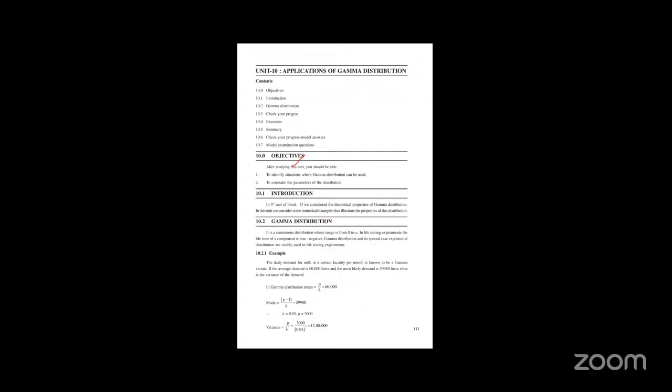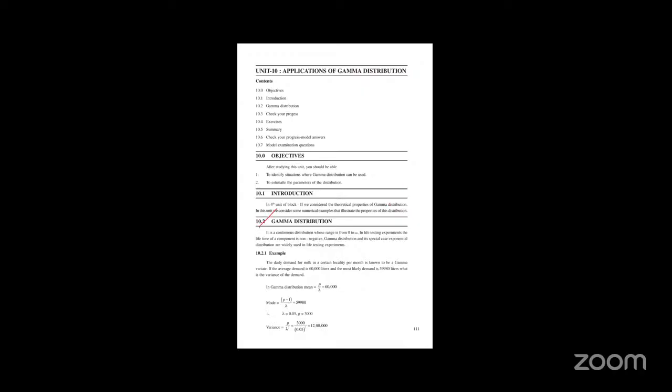After completing this unit, we will be able to identify situations where gamma distributions are used, and use gamma distributions to estimate the parameters of the distributions. Introduction. In the fourth unit of the block, we considered the theoretical properties of the gamma distributions. In this unit, we consider some numerical examples that illustrate the properties of the distribution.